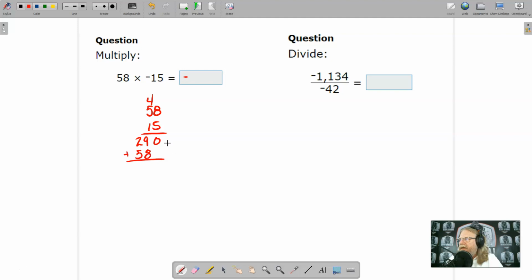Add these together, right? So we get 0, bring down that 0. 9 and 8 is 17, carry the 1. And 5 and 2 is 7, plus 1 more is 8, 870.